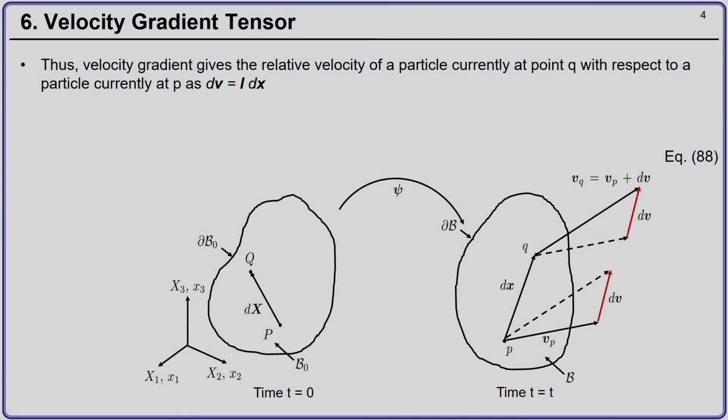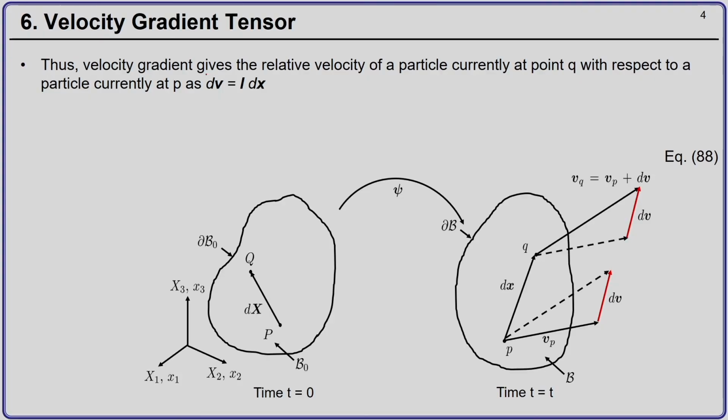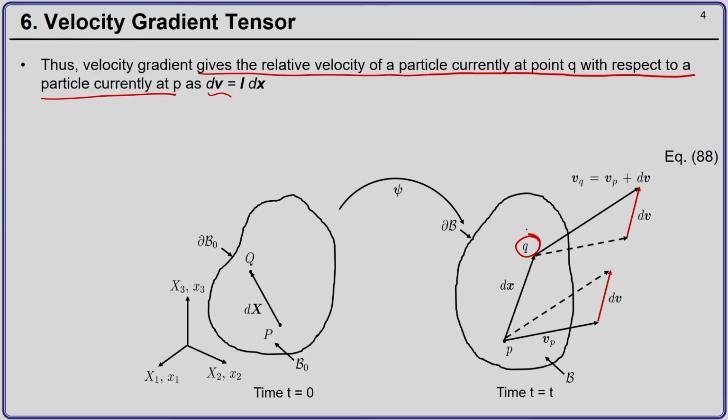So, what does this velocity gradient tensor actually give? It gives you the relative velocity of a particle which is currently at point Q with respect to a particle currently at point P, that is dV equal to L dx. So, the velocity gradient tensor gives you the relative velocity of a particle at point Q relative to point P in the current configuration.